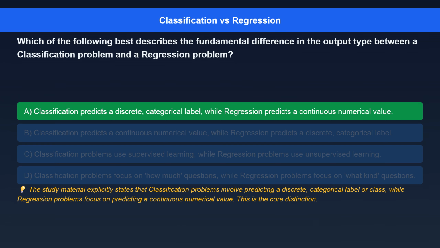The correct answer is classification predicts a discrete categorical label, while regression predicts a continuous numerical value. Here's the explanation. The study material explicitly states that classification problems involve predicting a discrete categorical label or class, while regression problems focus on predicting a continuous numerical value. This is the core distinction.